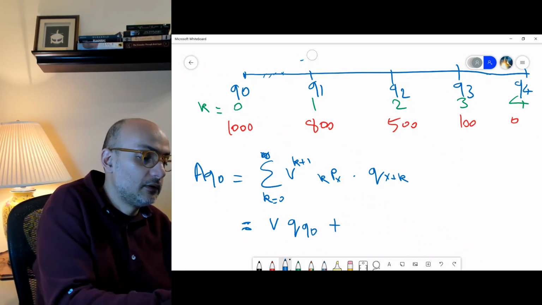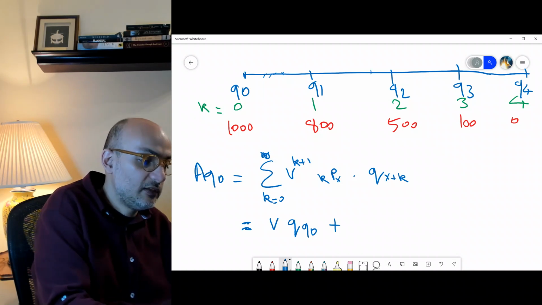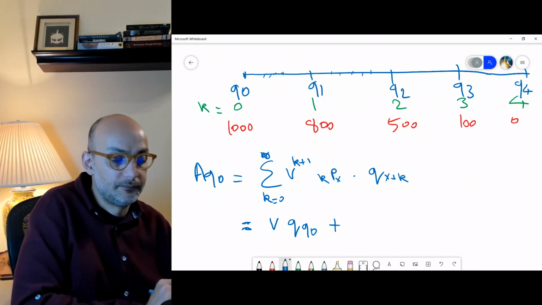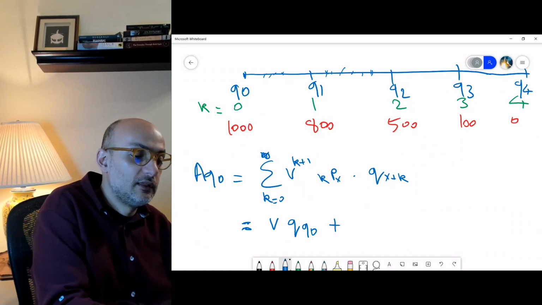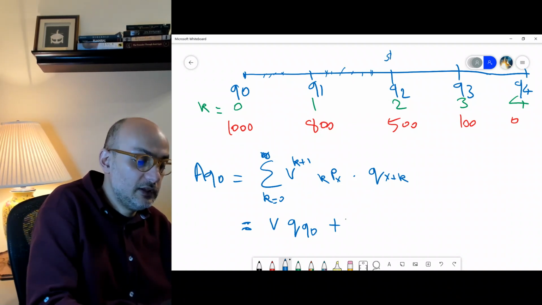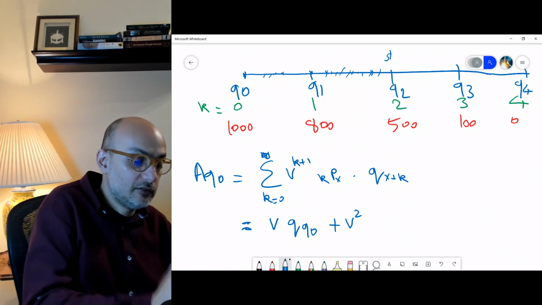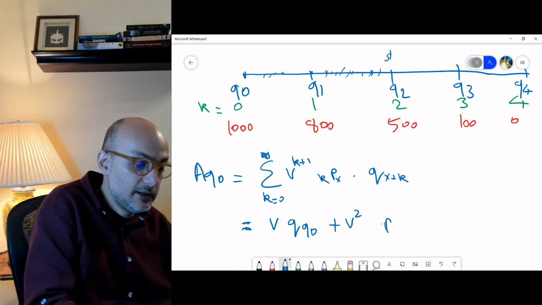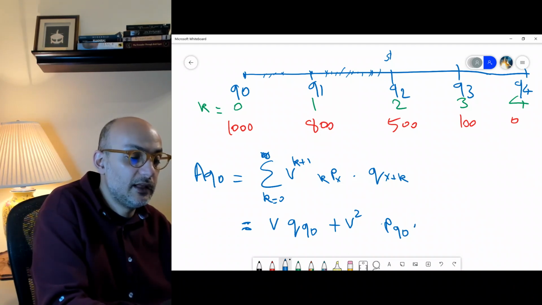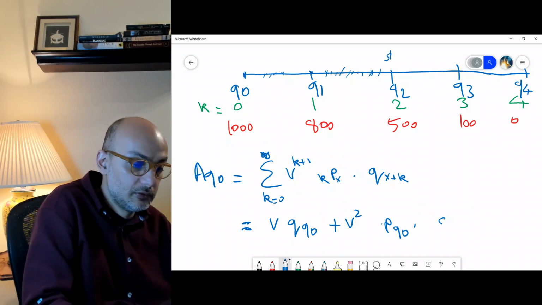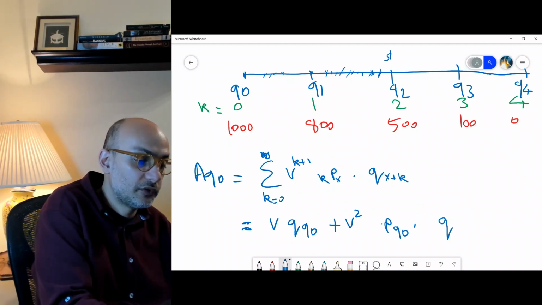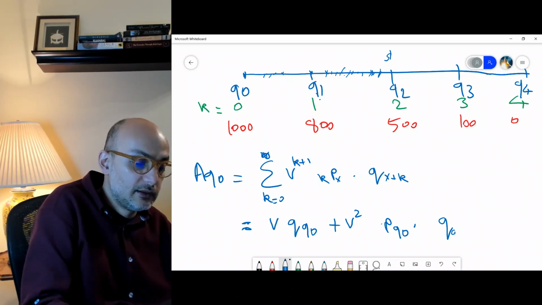Plus, now let's take the second case. Let's say death occurs between 91 and 92. If death occurs here, then the payment will be made here. So v squared. But what's the probability to survive to 91 and die here? We have p90, multiplied by the probability of death here, q. What's the probability for somebody who already survived to 91 to die here? It's q91, right?